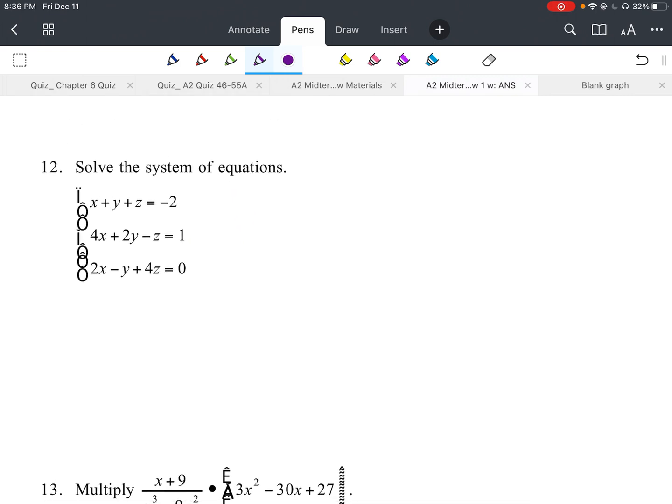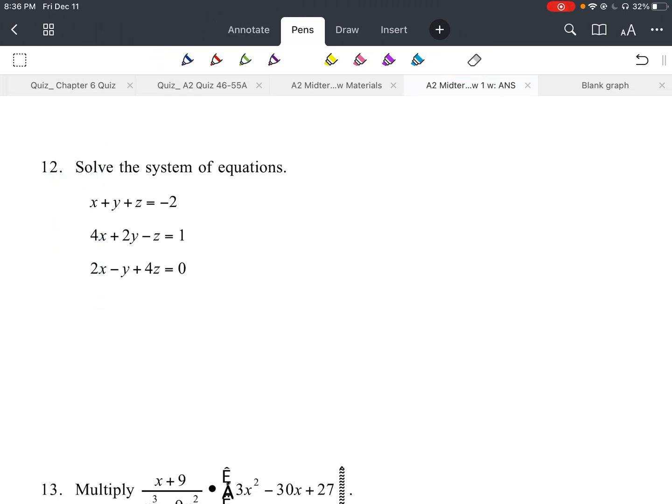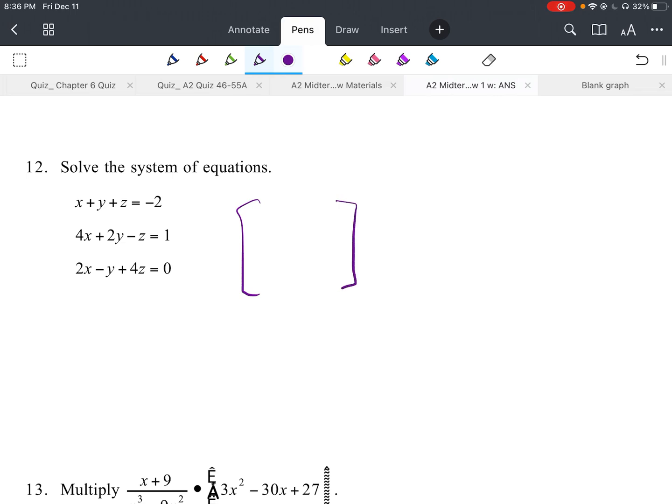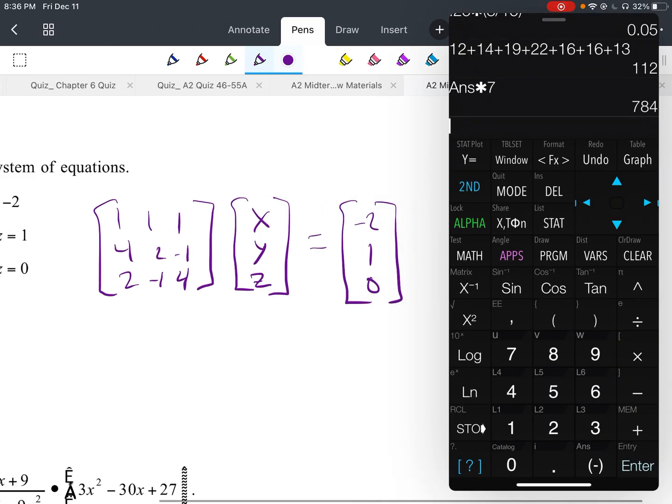All right, number 12. Let's solve a system. One of the best ways to solve a system with 3 variables in there is to do what I do and turn them into matrices. So let's do a matrix. You have your variable matrix, your coefficient matrix first, and this equals your solution matrix. So let's be -2, 1, 0, x, y, z, and 1, 1, 1, 4, 2, -1, 2, -1, 4, and now you're good to go. Let the calculator do your evil bidding from this point forward.